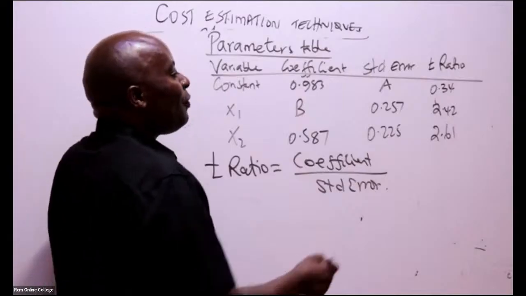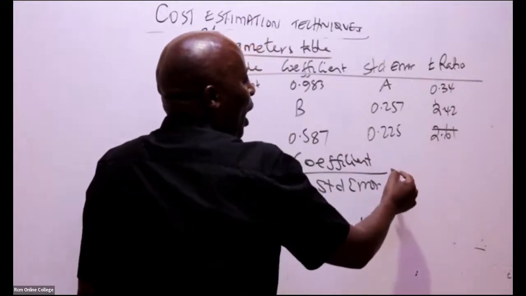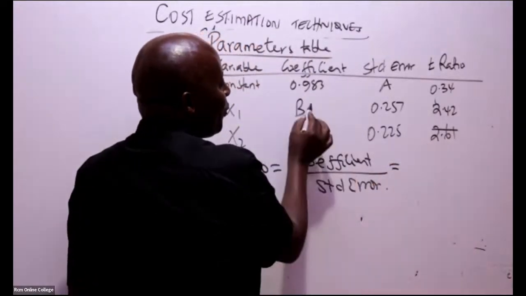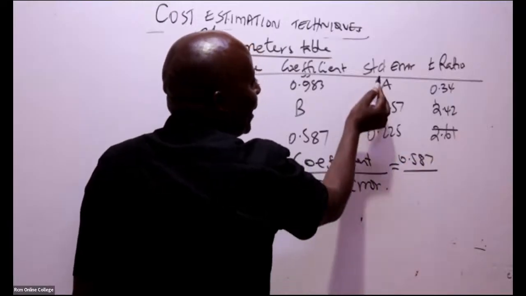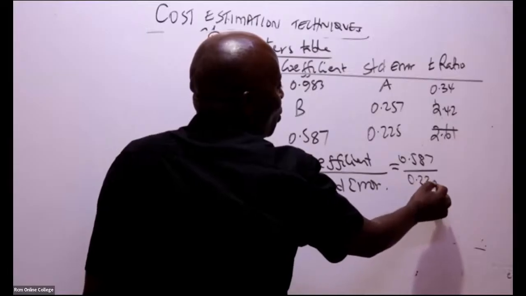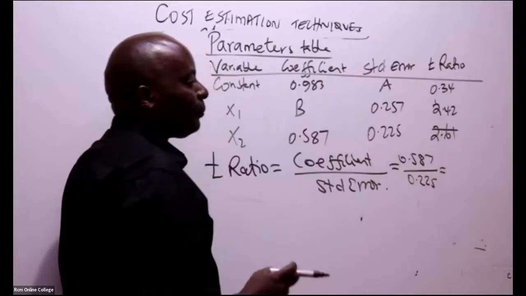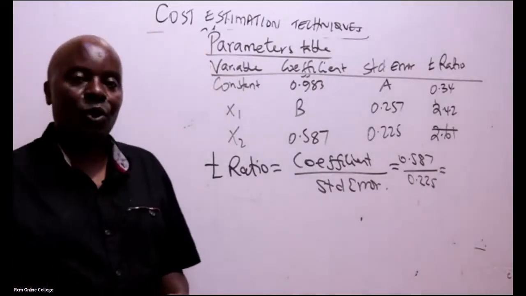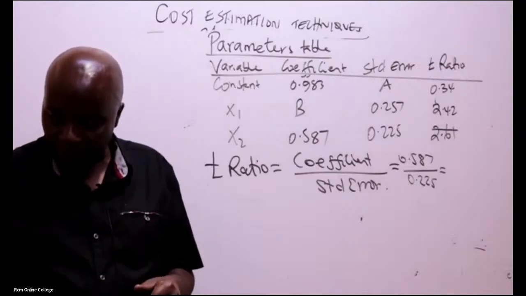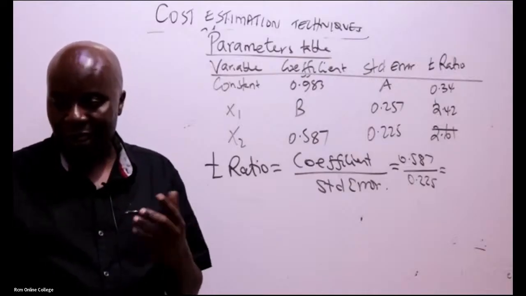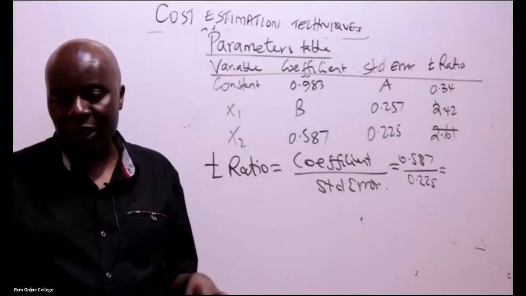So for example, if this one here was missing, and somebody wanted us to calculate this T ratio, how would we have gotten it? We would have taken this coefficient, which is 0.587, divided by the standard error, which is 0.225. Can somebody confirm that you're going to get an answer which is close to this? It doesn't have to be exact, there are rounding off errors. 2.608. So it is 2.61, isn't it?